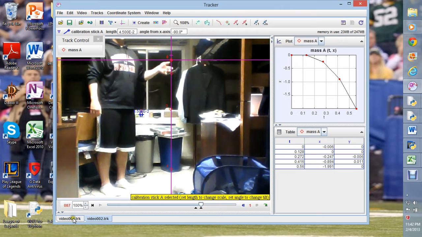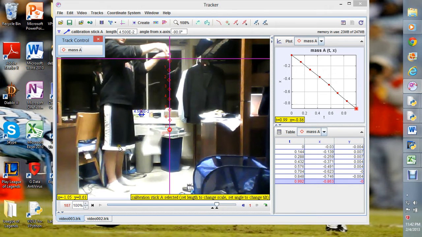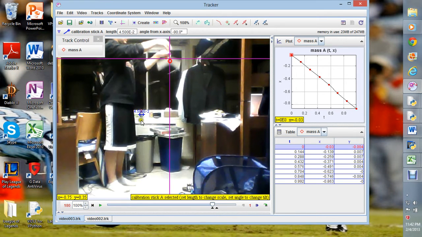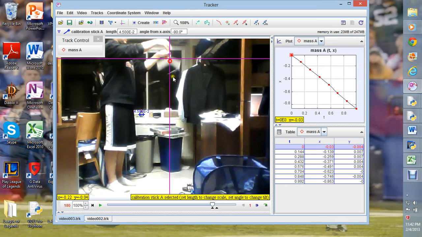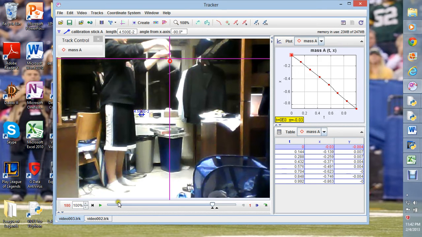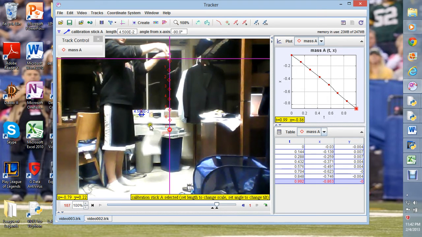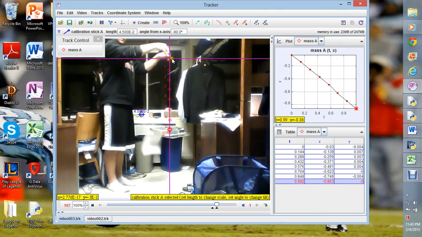My second video was the same exact thing, where I made the same calibration stick and did the same thing with the axis, except now I had a sheet of paper that was folded in half, as you can see right here. Then as I dropped it, I tracked it 7 times and got a position versus time graph that looked like this.